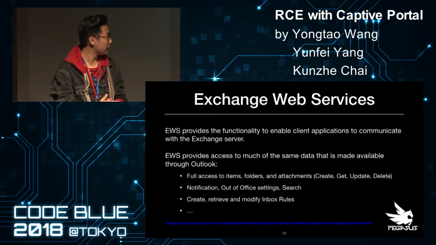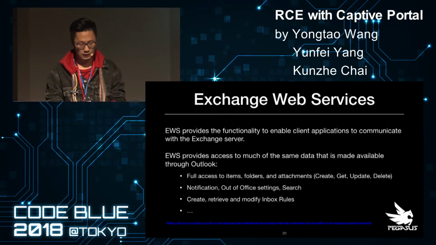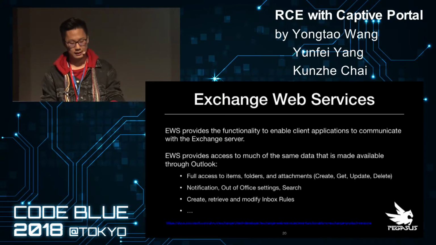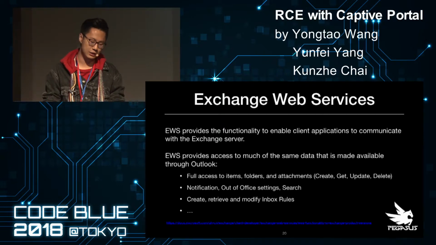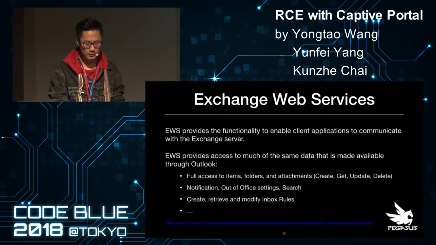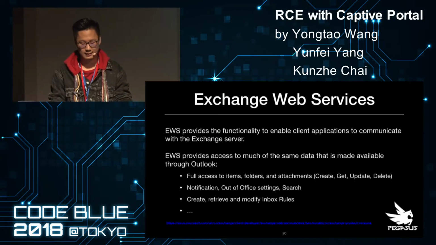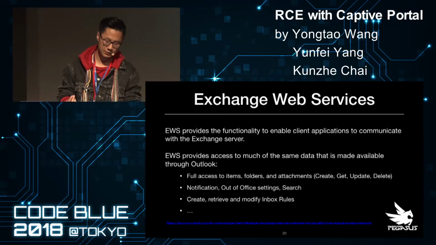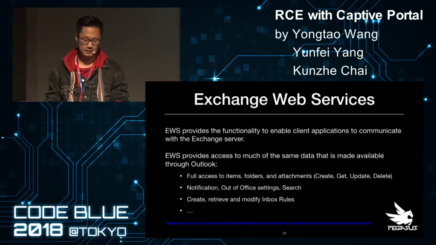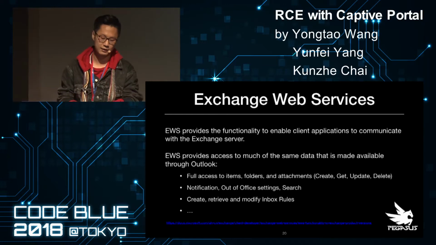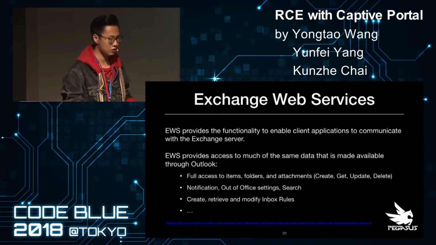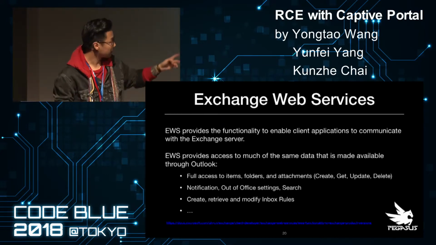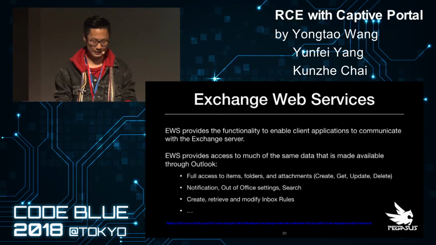Let's have a look at the Exchange Web Services. EWS provides the functionality to enable client applications to communicate with the Exchange server. It provides access to much of the same data that is made available through Outlook, including access to items, folders, and files, such as create, get, update, delete, notification of office settings, search, and others. The blue word is the URL.